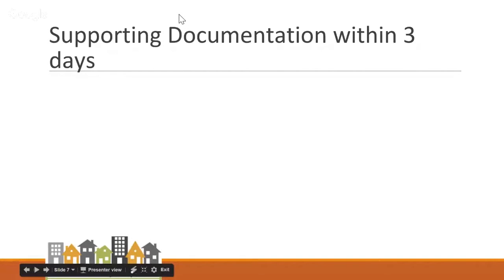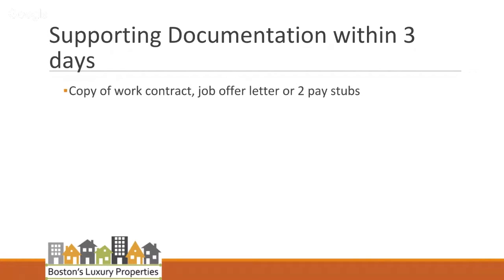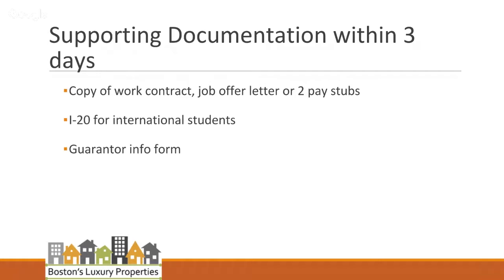As we've said in other manuals, supporting documentation needs to be here within 3 days. You want to get these deals done quickly. Don't let them linger. Copy of the work contract, job offer letter, 2 pay stubs, an I-20 for international students, a guarantor information form. The guarantor notary form we do need to get. We're a little more lenient because we need the original back, and that needs to be mailed. It's definitely due before occupancy. Really shouldn't take more than a week to get that guarantor notary form back.